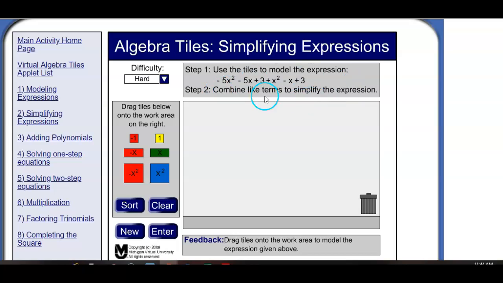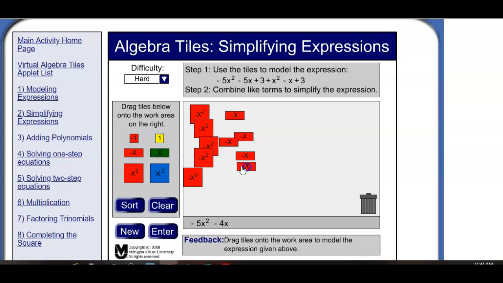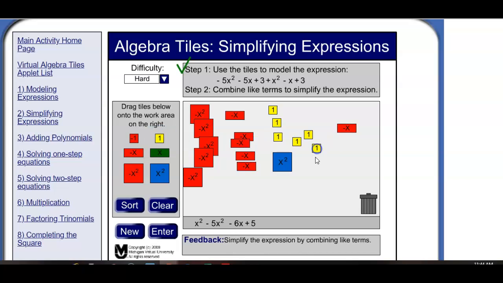Now we have a bunch of things. We have x squareds, we have x's, we have constant numbers. So let's begin. Negative 5x squared minus 5x plus 3 plus x squared minus x plus 3. Notice all the red we have.